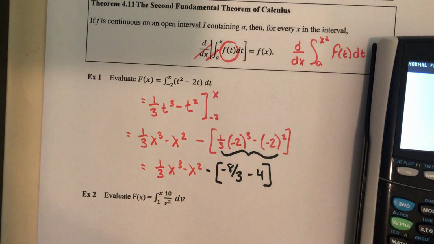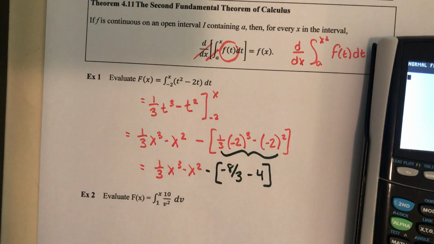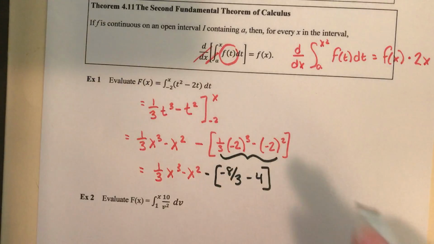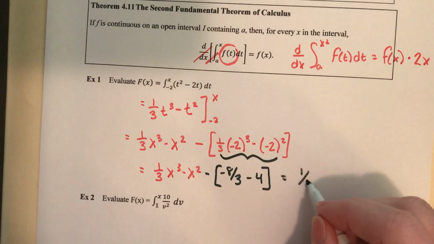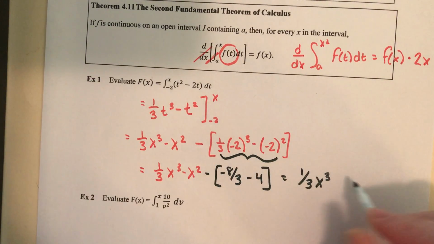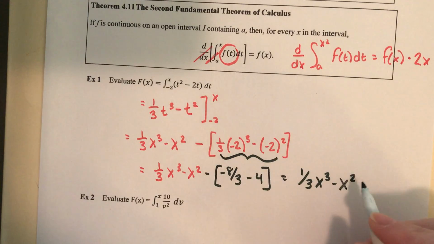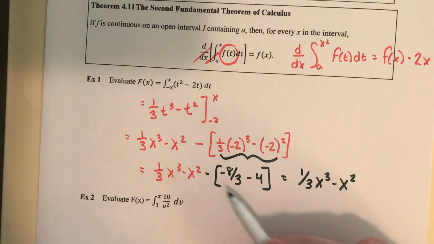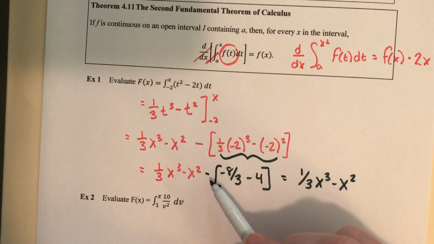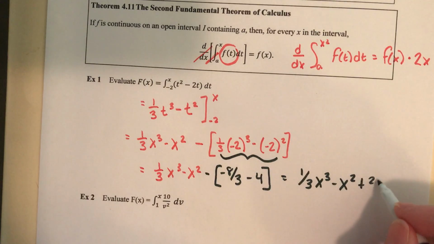And I'm just going to solve that. So that's -8/3 minus 4. That gives me negative 20/3. So I'm going to write my final answer, 1/3 x cubed minus x squared. And it's a negative 20/3, but that would change it to a positive since I have two negatives, so plus 20/3.